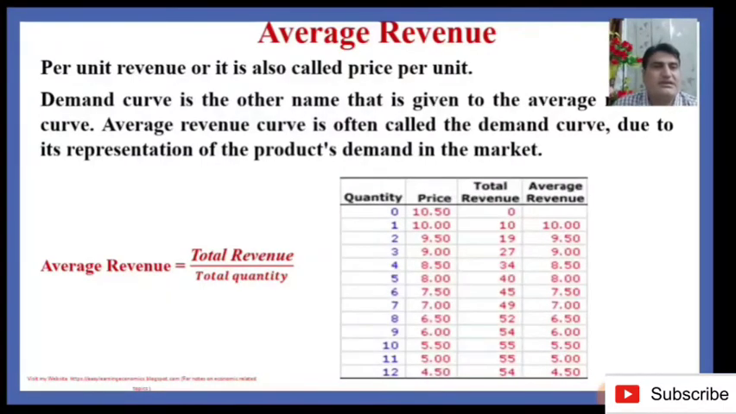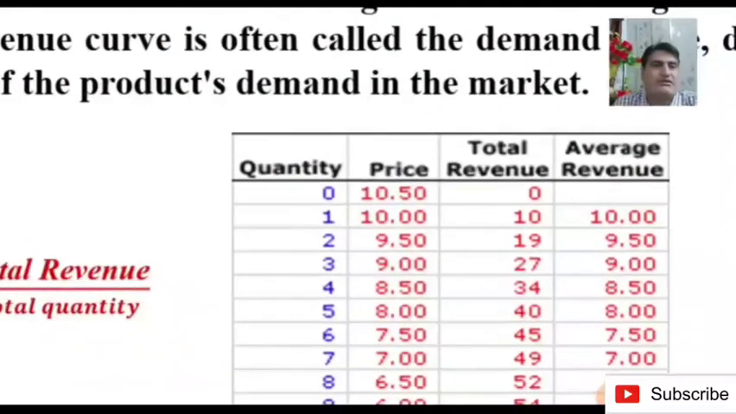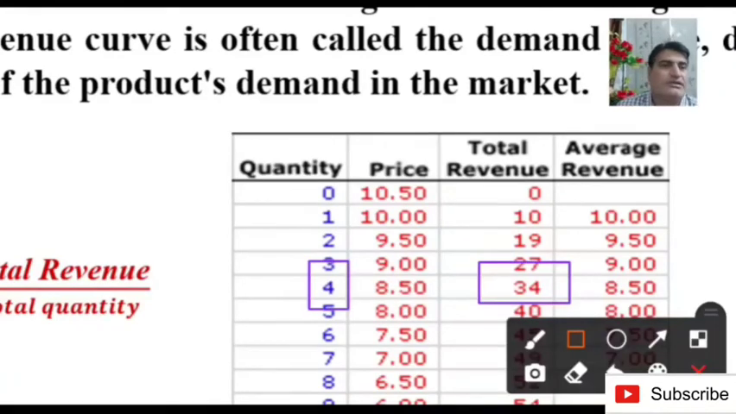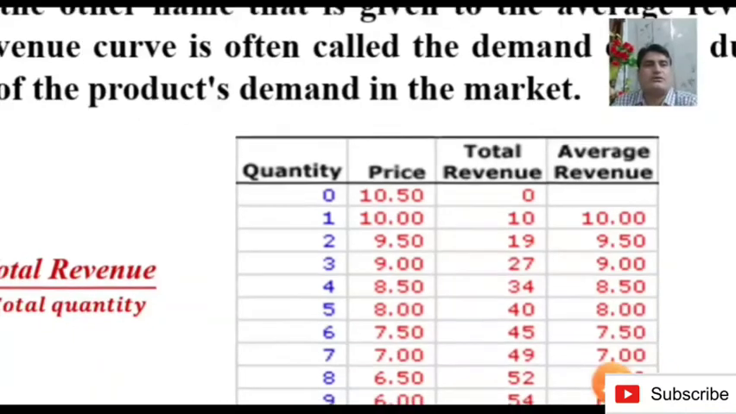Here you can see in the table how average revenue is calculated. When the price is 10, the quantity demanded is 1 and total revenue is 10. When the total revenue is 27 divided by 3, the average revenue is 9. When the total revenue is 34 and the quantity demanded is 4, the average revenue is 8.5. So average revenue means the total revenue divided by the total output or total quantity.